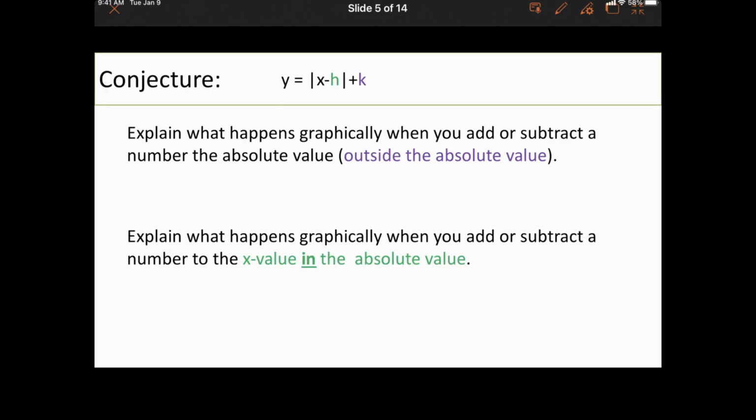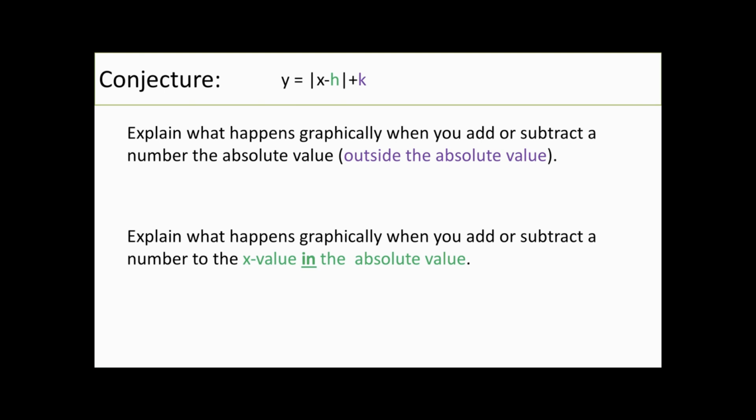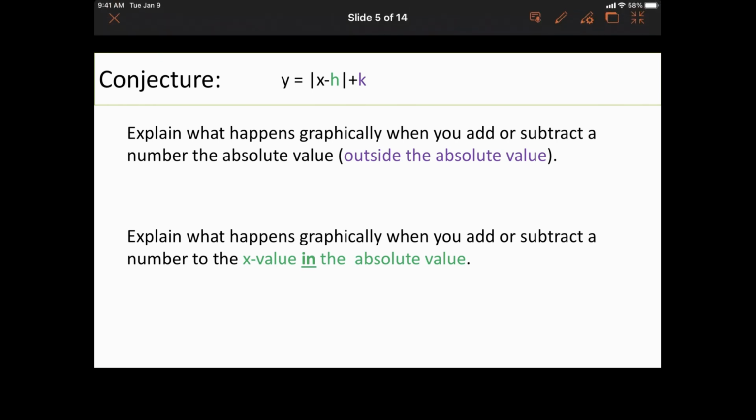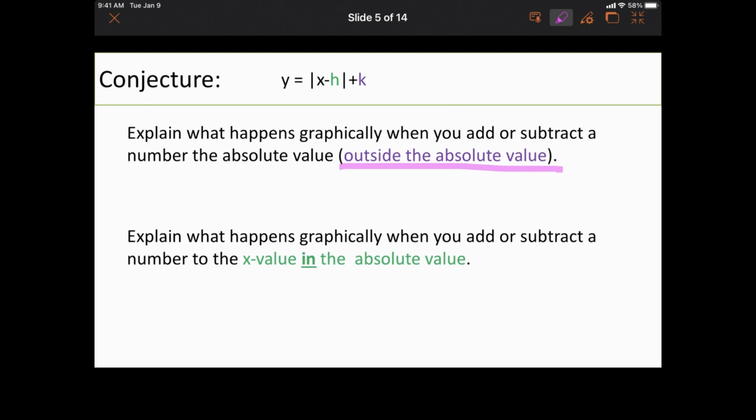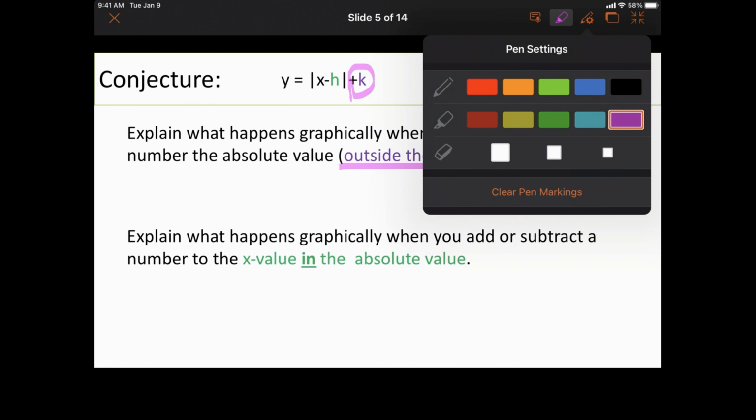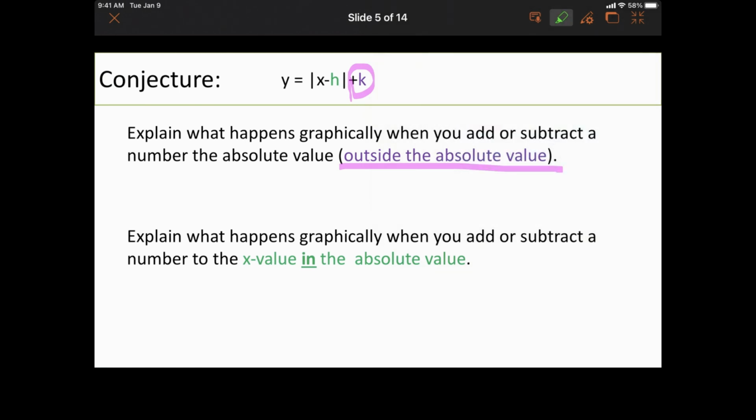All right, so take a moment and write down our conclusions. What's the conjecture? Explain what happens graphically when you add or subtract a number on the outside. So the outside is here, and we use the variable k. And for the inside, here. So write it in your own words.